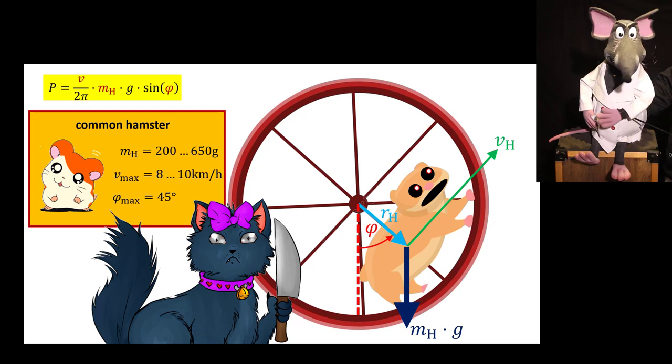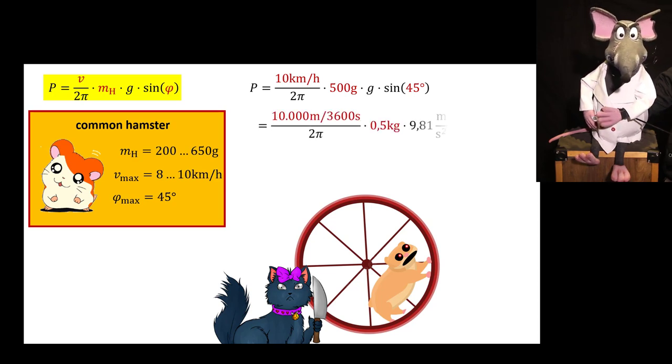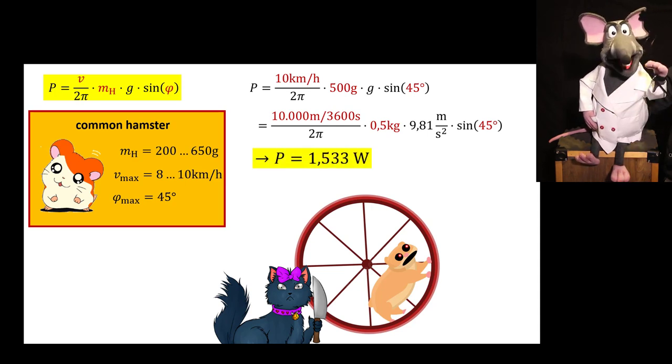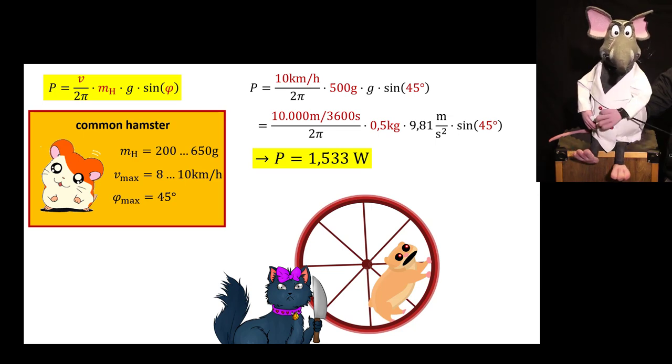So now we have everything together to calculate how much power one hamster wheel produces. So we have our values here and we rewrite it to our SI system, and therefore one hamster wheel produces 1.5 watts. You may say that it's not so much, but our system is stackable.